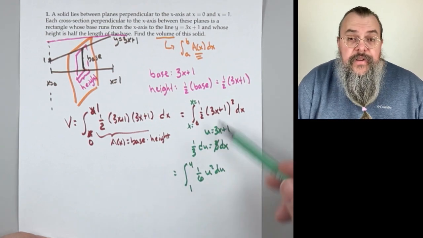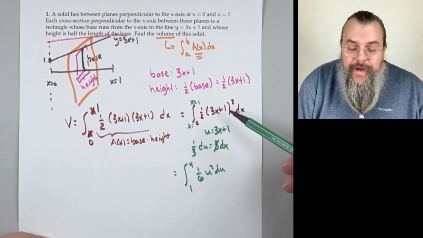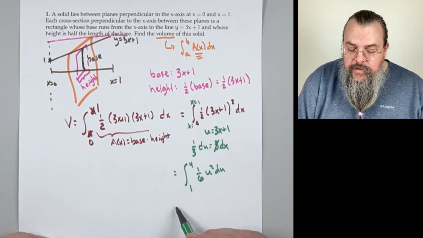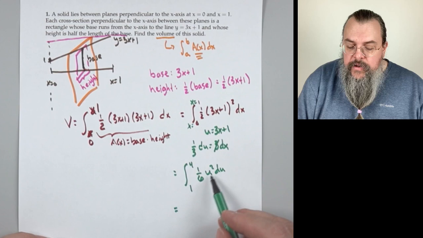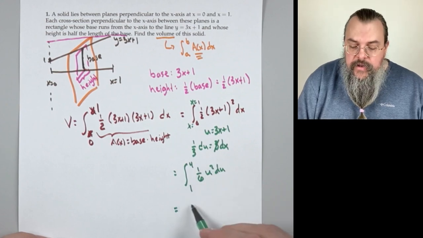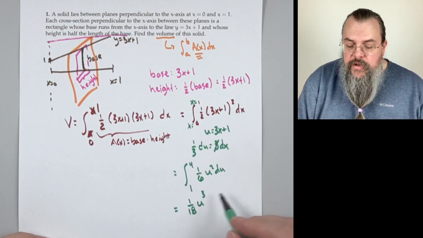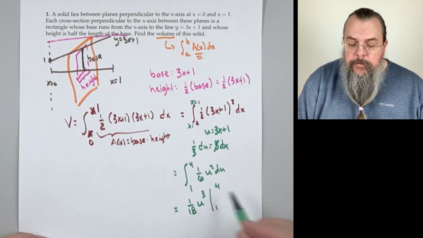Now the nice thing is it's a definite integral. We never have to go back. We always keep going forward. And so this becomes, well, the integral of u squared is 1/3, so now we're up to 1/18 u cubed. And then we're going to evaluate that from 1 to 4.